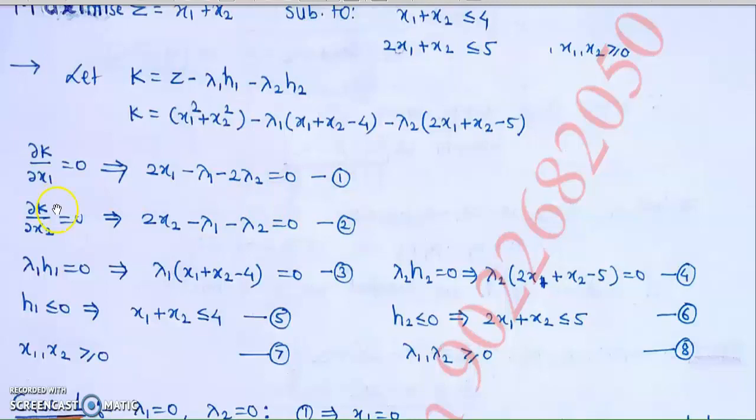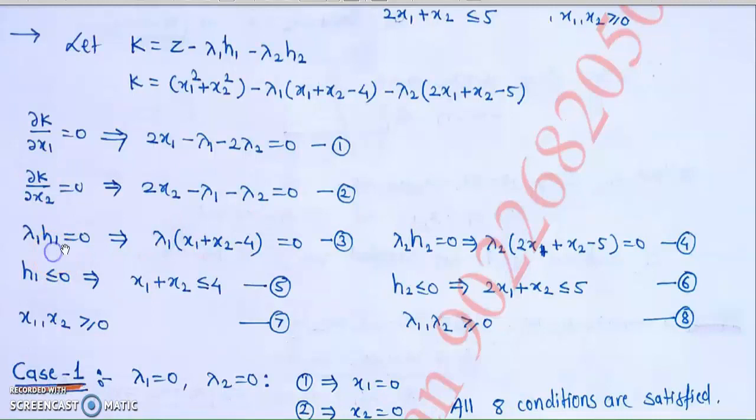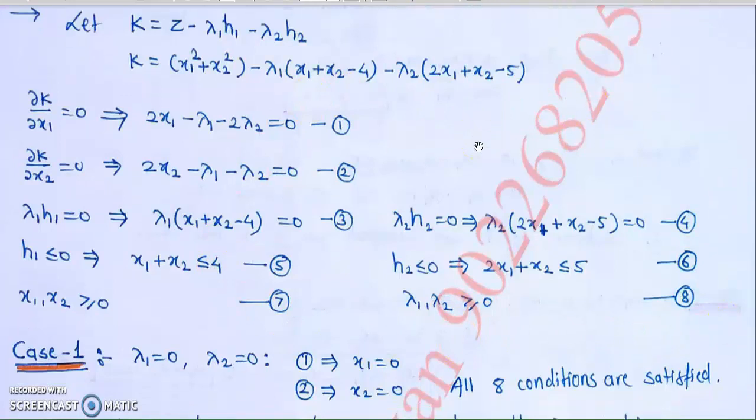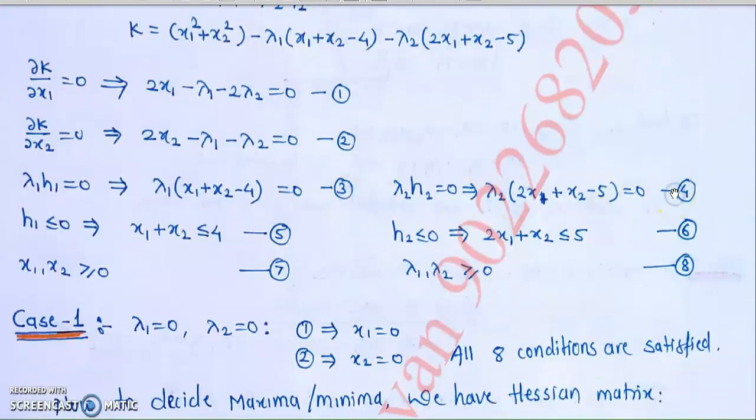Then we have dou k upon dou x2 equal to 0 as equation number 2. Then similarly, lambda 1 into h1, the product is 0, equation number 3. Lambda 2 into h2, where h1 and h2 are nothing but the constraints, this product equal to 0, equation number 4. h1 is less than or equal to 0, equation number 5. h2 less than or equal to 0, equation number 6. x1 and x2 non-negative, equation number 7. And lambda 1 and lambda 2 non-negative, condition number 8. Such 8 conditions we call the Kuhn-Tucker conditions. Now let's see, by solving 3 and 4 we have 4 cases.